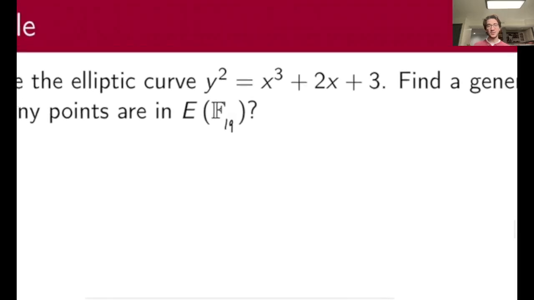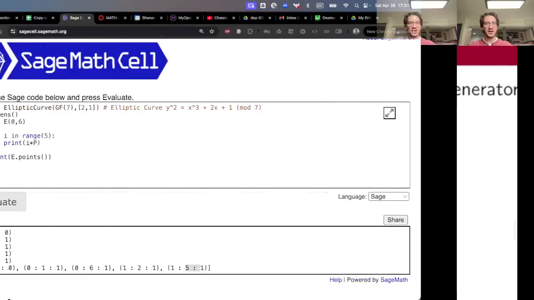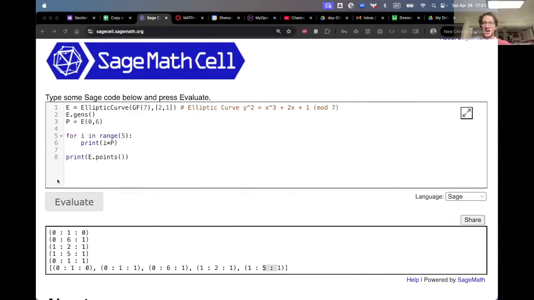Okay, so everyone pause the video, go to that website, sagecell.sagemath.org, and see if you can figure out what you need to change to get the generator of this elliptic curve. And then once you find that, see if you can recall how you would find how many points there are on this curve. Okay, so hopefully you paused and tried to do it yourself.